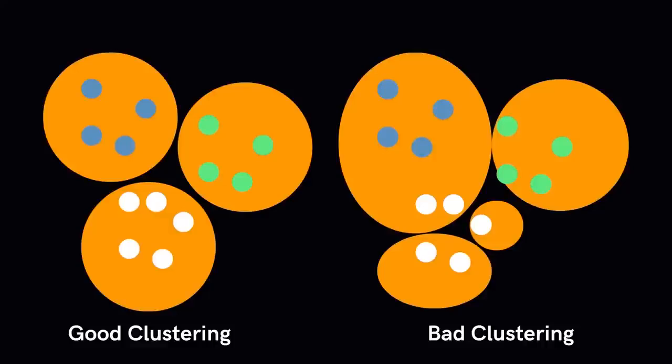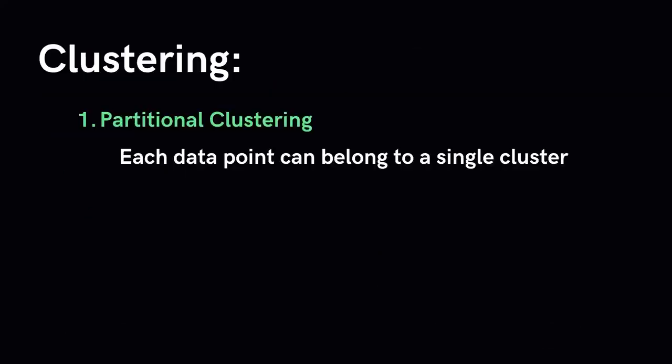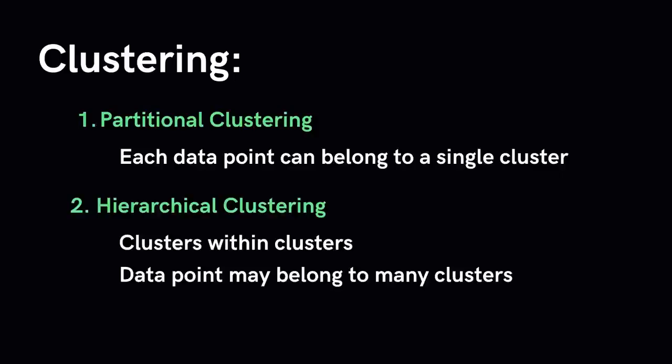It can be broken down into partitional clustering and hierarchical clustering. Partitional clustering refers to a set of clustering algorithms where each data point in a dataset can belong to only one cluster. Hierarchical clustering finds clusters by a system of hierarchies. Every data point can belong to multiple clusters. Some clusters will contain smaller clusters within them. This hierarchy system can be organized as a tree diagram.